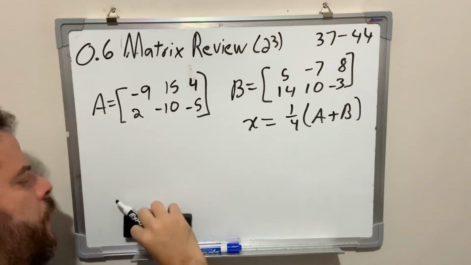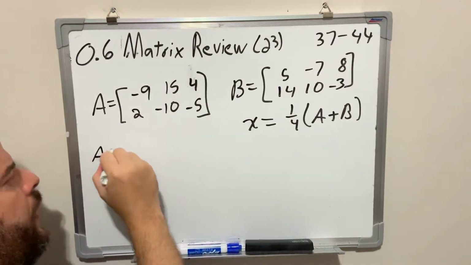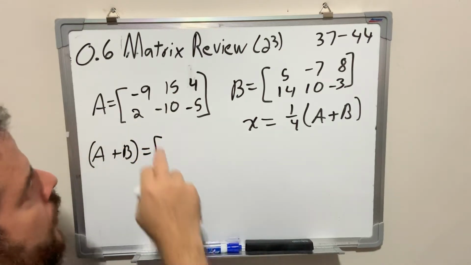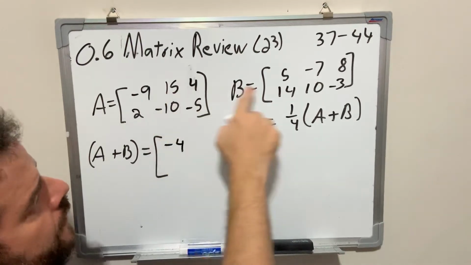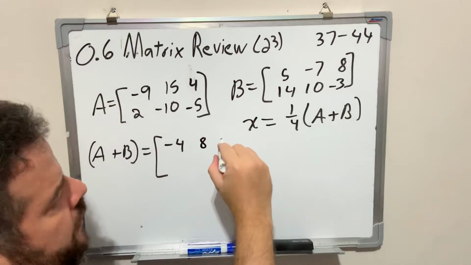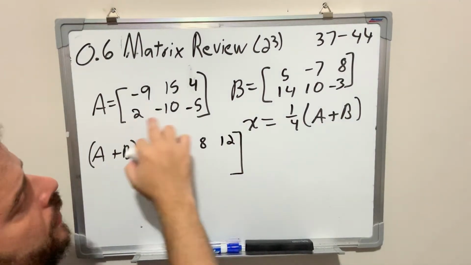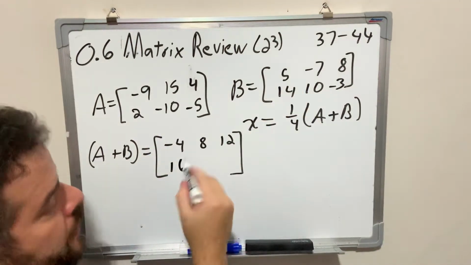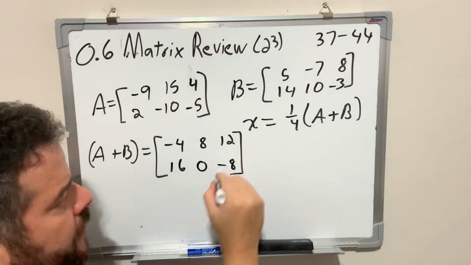Now let's do our multi-step operations. A plus b. I'm just going to do it directly. -9 plus 5 is -4. 15 plus -7 is 8. 4 plus 8 is 12. Again, right now I'm just adding normally. 2 plus 14 is 16. -10 plus 10, 0. -5 minus 3, -8.